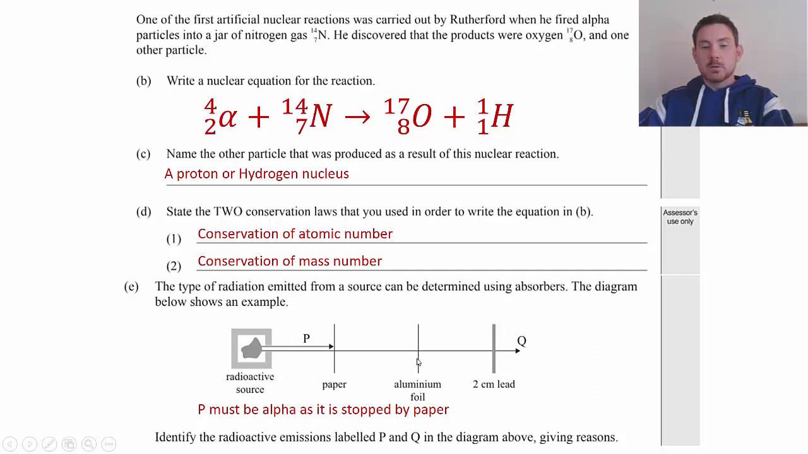Beta radiation we would expect to penetrate aluminium foil to some extent if the aluminium foil was relatively thin, but beta would absolutely not penetrate 2 centimeters thickness of lead. And so the fact that Q has moved beyond the lead tells us that Q must be gamma, gamma being the type of radiation that has the greatest penetration. And for identifying both of those, we will be looking at merit. So Q must be gamma as it penetrates lead.